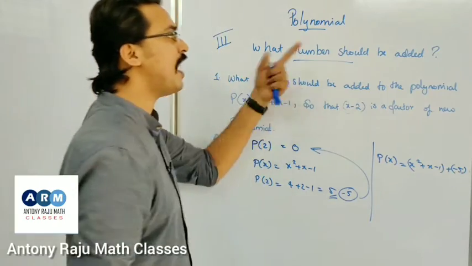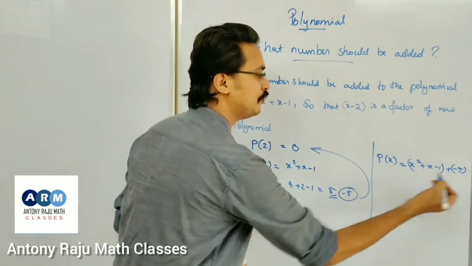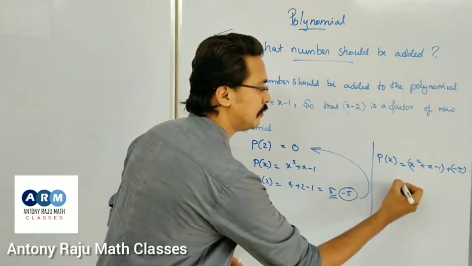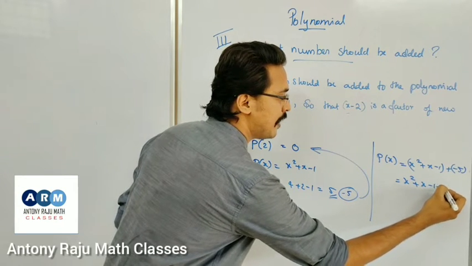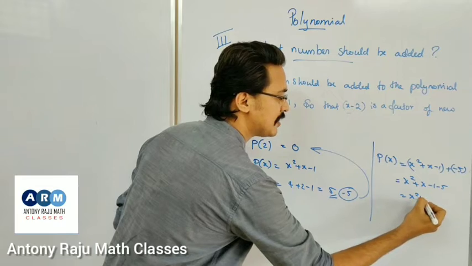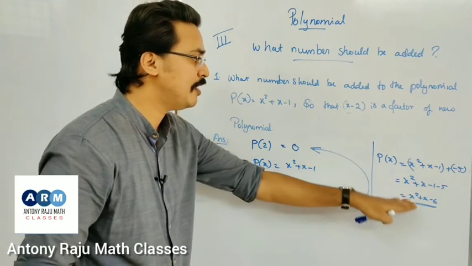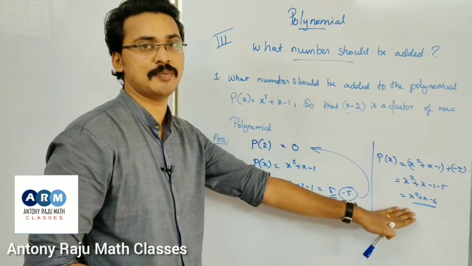So the number to be added is negative 5, and the new polynomial is x square plus x minus 1 minus 5, that is x square plus x minus 6, and x minus 2 will be a factor of x square plus x minus 6.